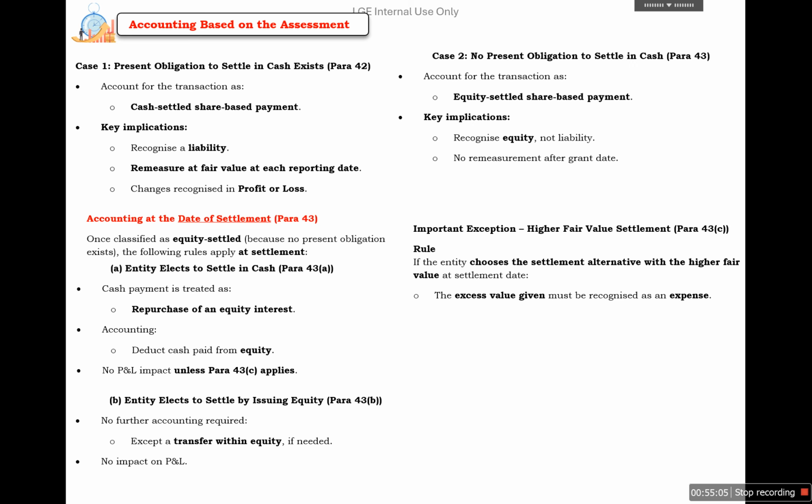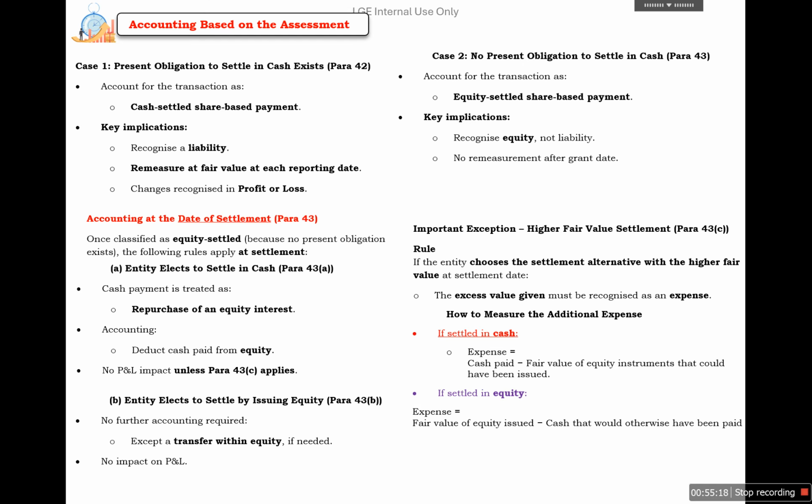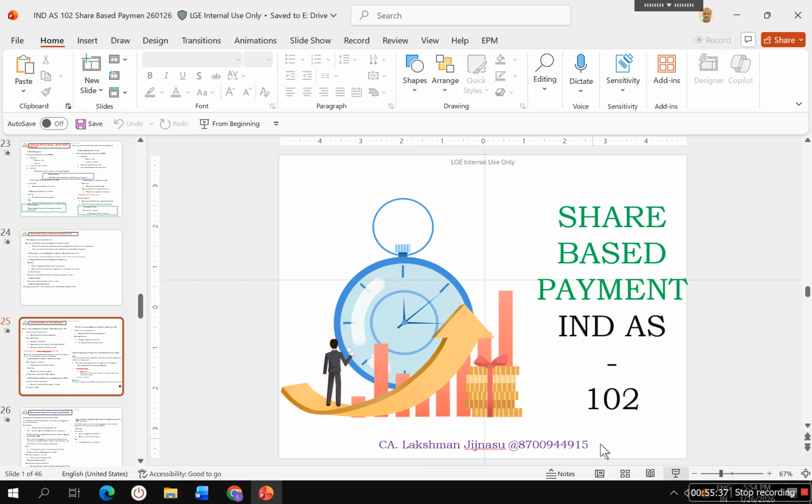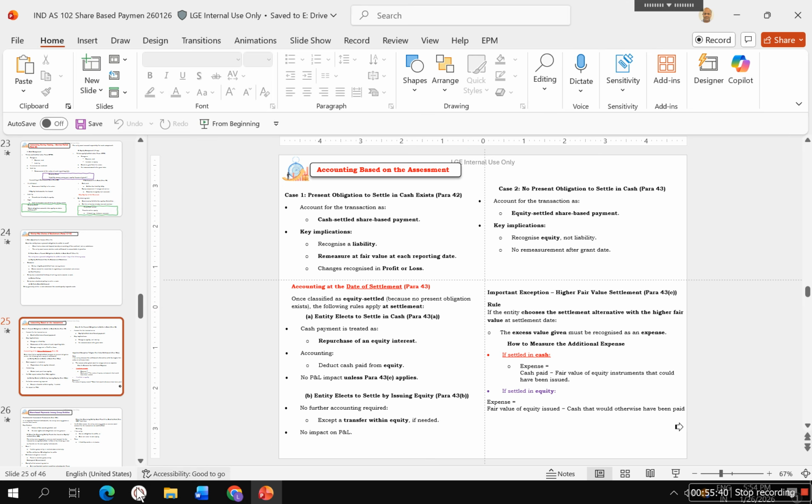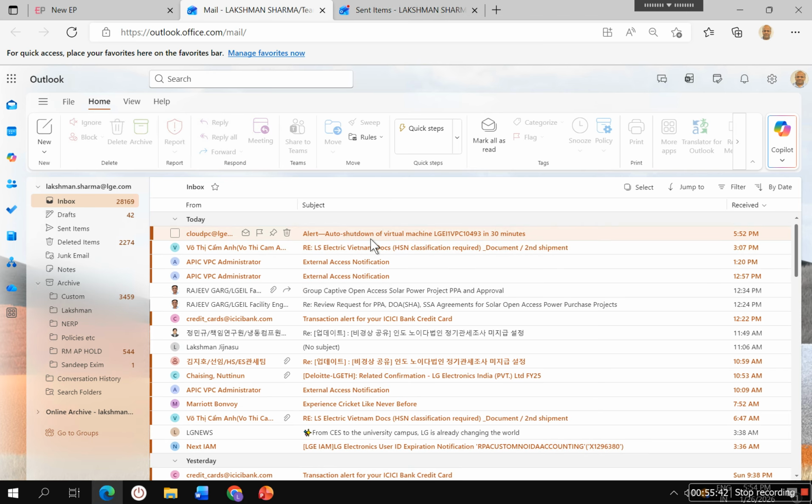There is one exception, higher fair value settlement. If the entity chooses the settlement alternative with a higher fair value, the excess value that we have given has to be recognized as expense. If settled in cash, the expense is the cash settled minus the fair value of the equity instrument that could have been issued. If settled in equity, the expense is the fair value of equity issued minus the cash that would have been paid. So this is all about the booking of transactions.